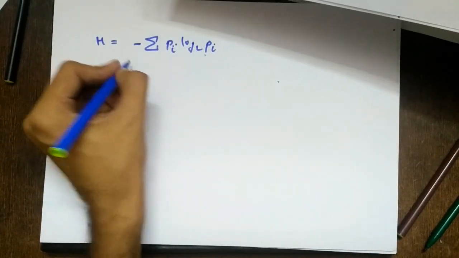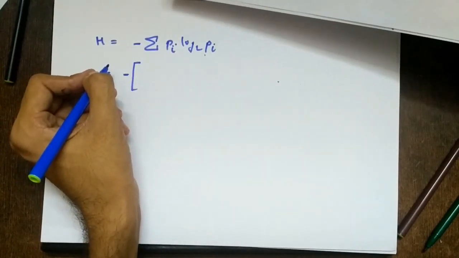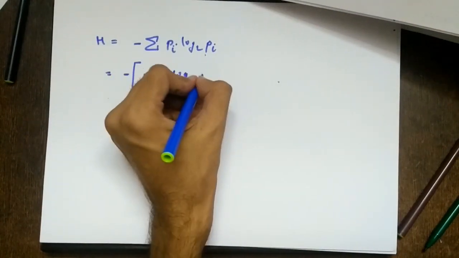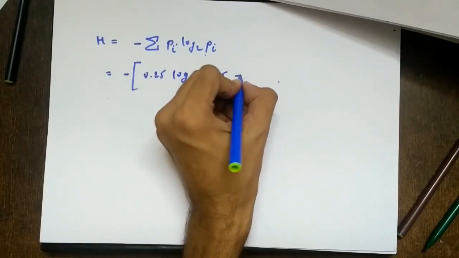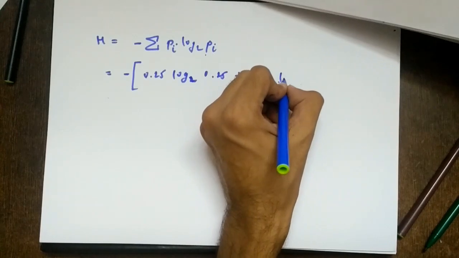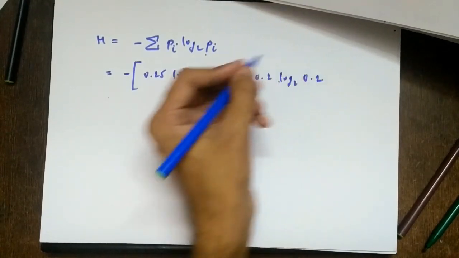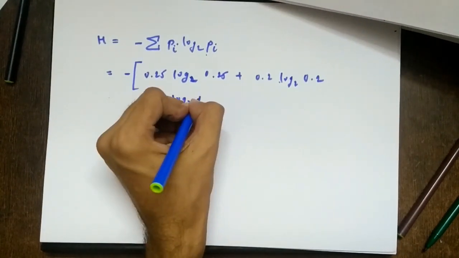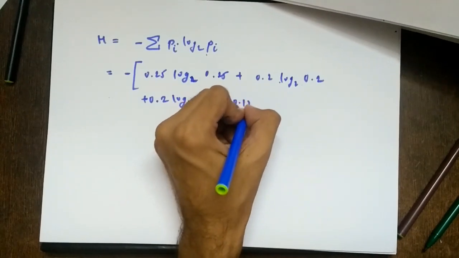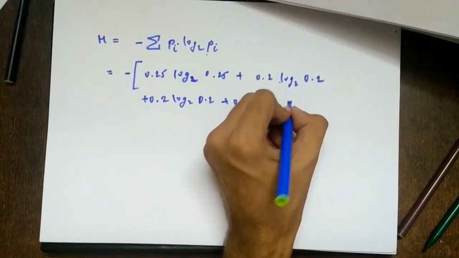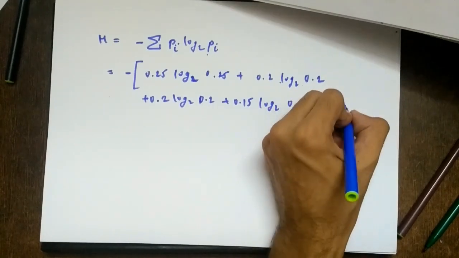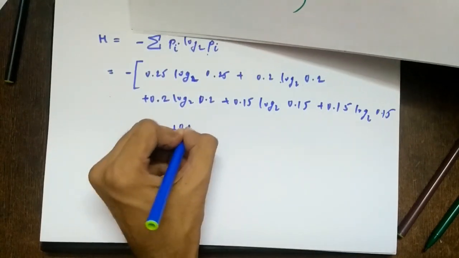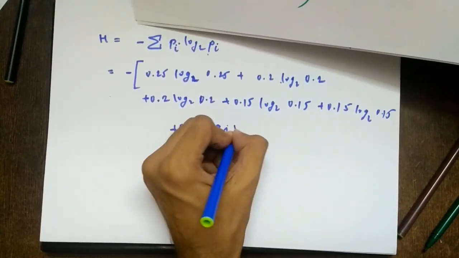So it is minus of, what is the first probability? 0.25. Log to the base 2, remember, not base 10, which is the usual case. 0.25 plus 0.2 log to the base 2 of 0.2, plus 0.2 log to the base 2 of 0.2, plus 0.15 log to the base 2 of 0.15, plus 0.15 log to the base 2 of 0.15, plus 0.05 log to the base 2 of 0.05.